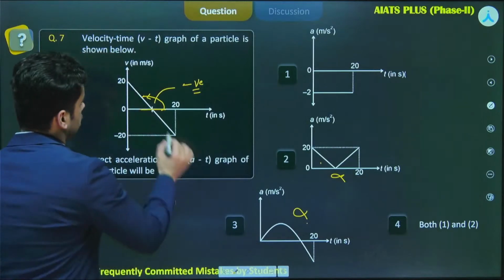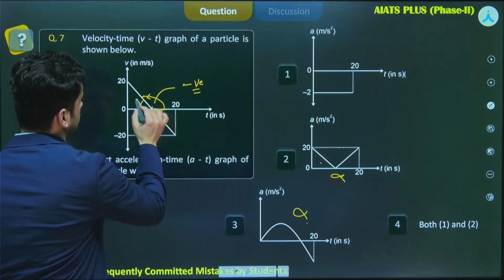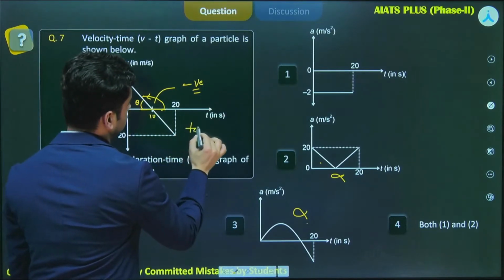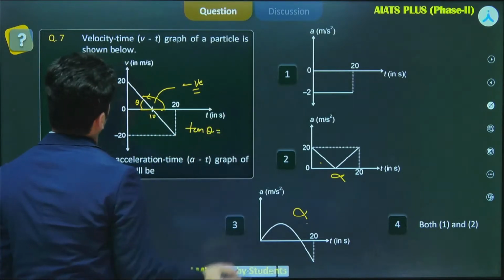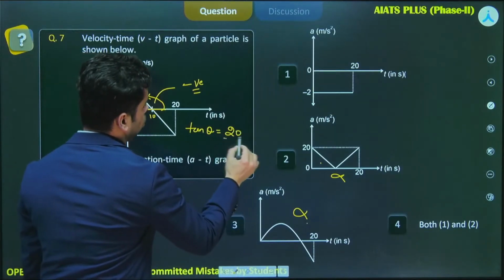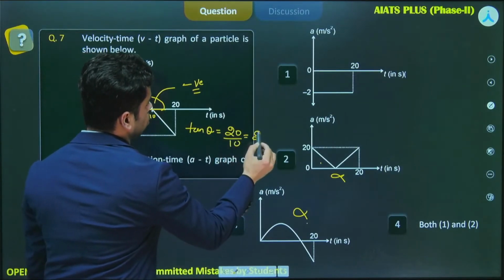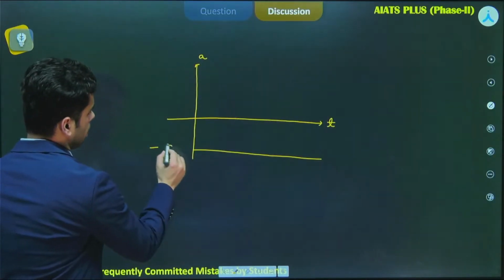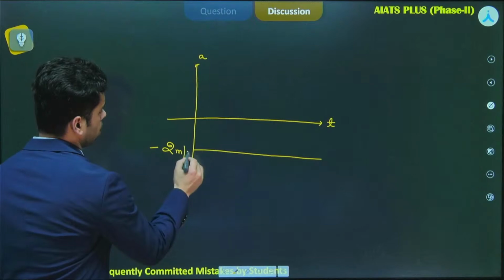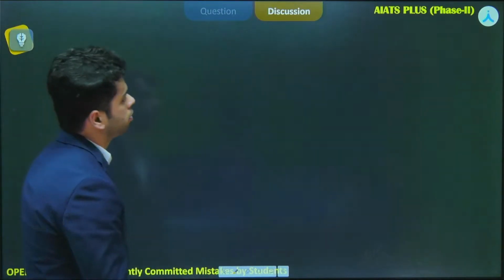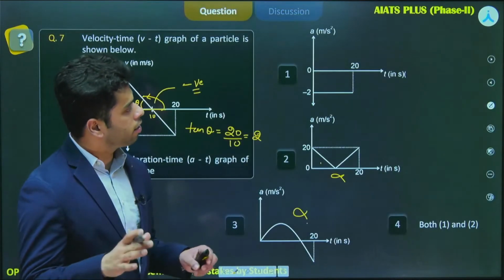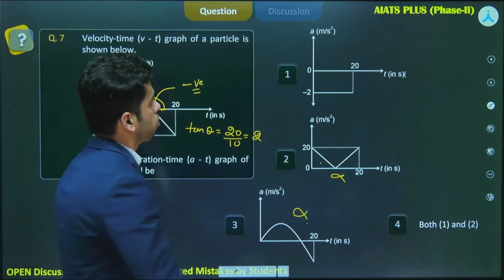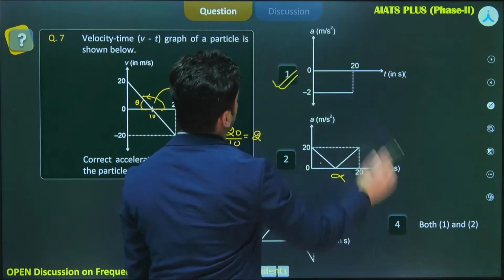Let me put out the value for you. If this is 10, then this tan theta, if I calculate for you, is 20 by 10 or 2. So acceleration will be equal to minus 2 meter per second square. So this will be minus 2 meter per second square. And this should be the correct variation for the acceleration time curve, and it is given to me in option 1. So this one is the correct answer. Option 1 should be the correct answer.